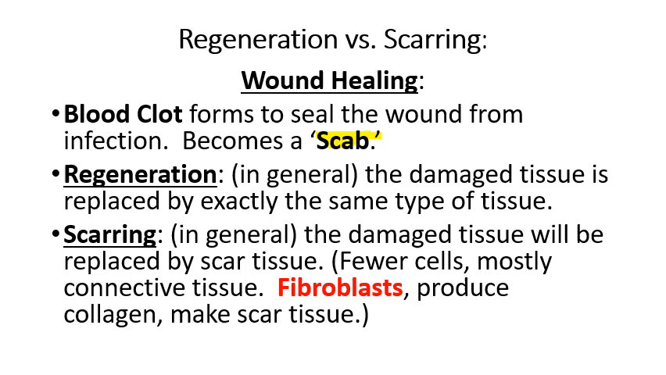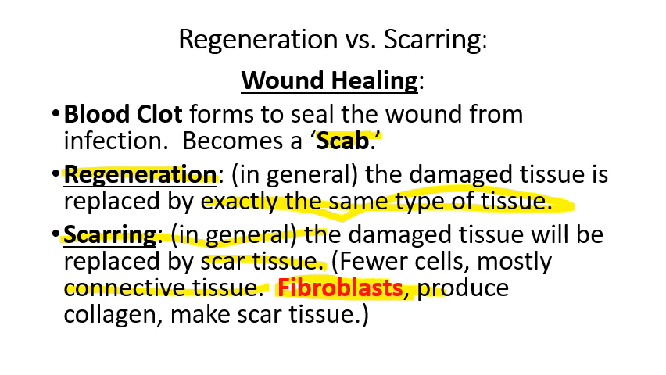Okay, so regeneration is a general term where damaged skin is replaced by exactly the same type of tissue, right? And scarring in general is where the damaged tissue is replaced by scar tissue. And scar tissue contains fewer cells and is mostly connective tissue. And the cells that are present are called fibroblasts. And fibroblasts are the cells that make connective tissue, right?